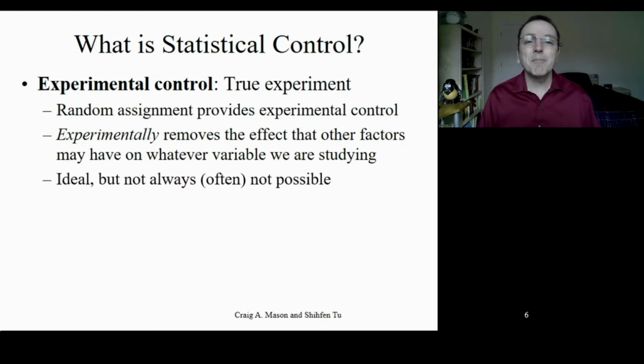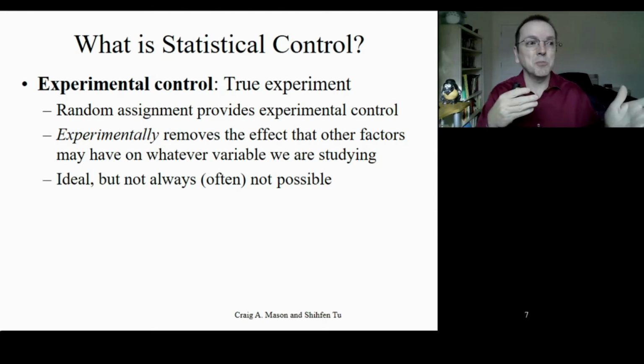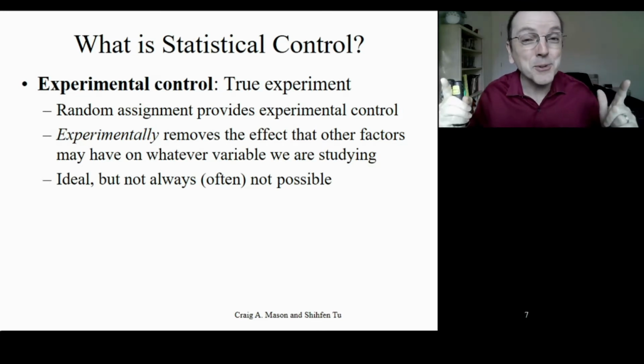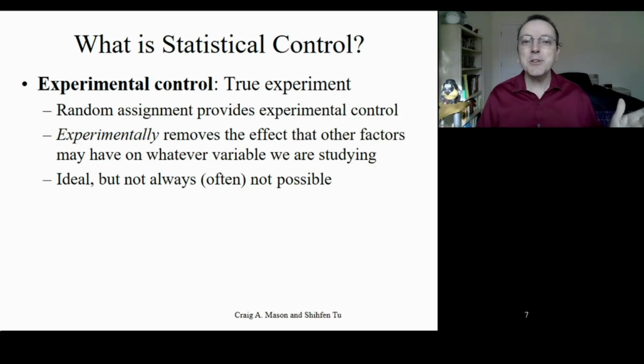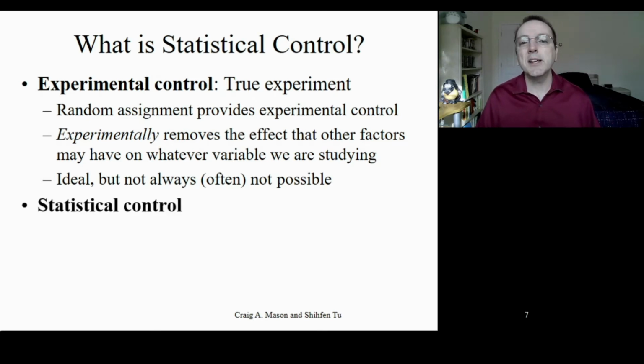But in reality, you can't always randomly assign people into different levels of whatever it is that you're studying. For example, in the past, I studied the impact of smoking while pregnant on child health and development. I can't randomly assign pregnant women to smoke or not smoke, and I wouldn't want to. So, what to do? That's where statistical control comes in.